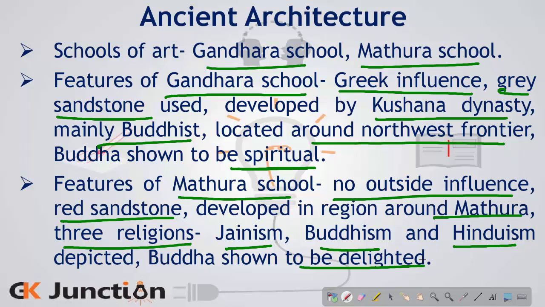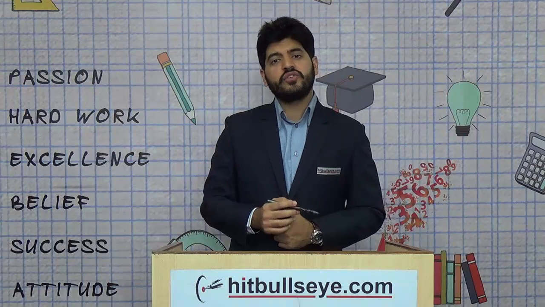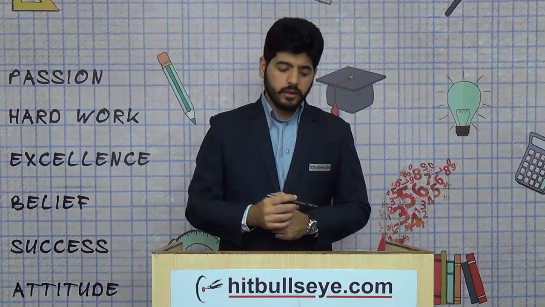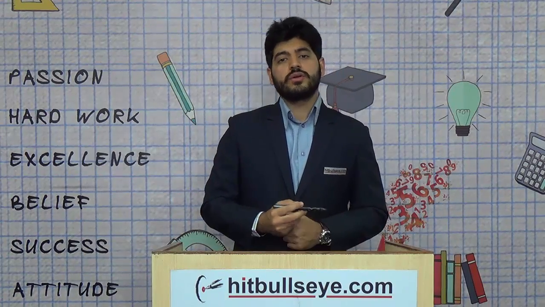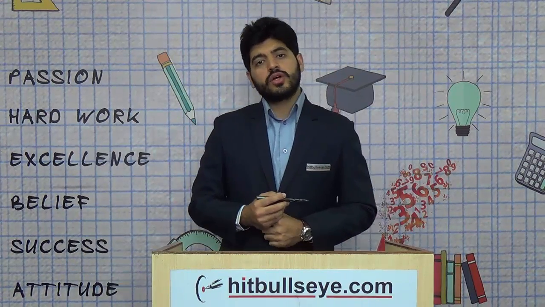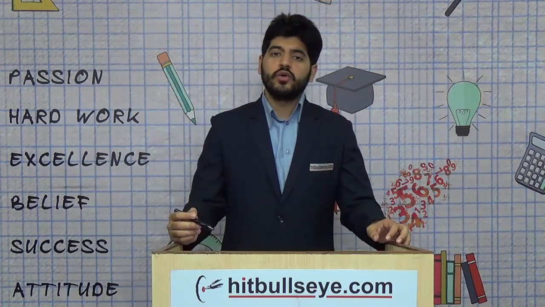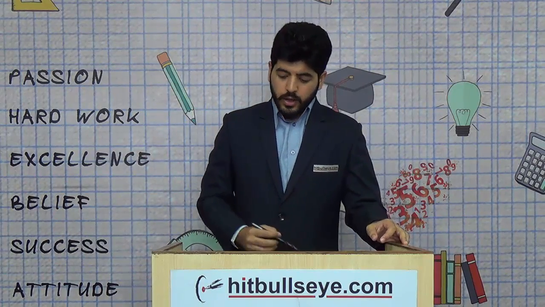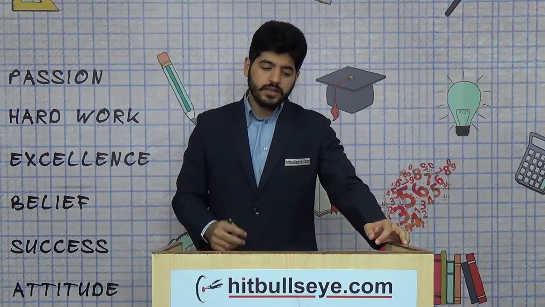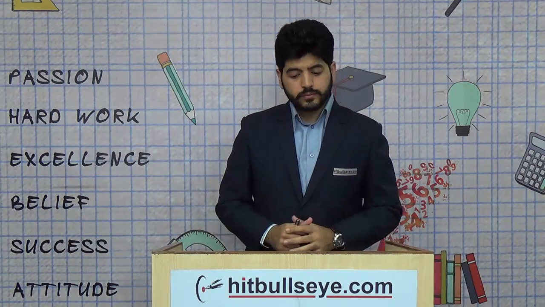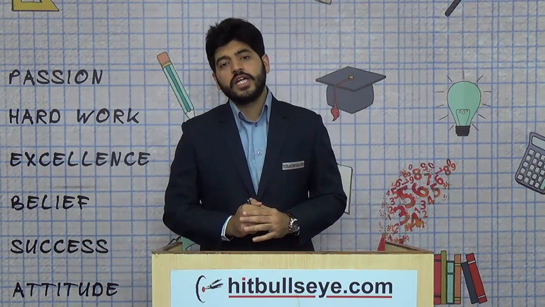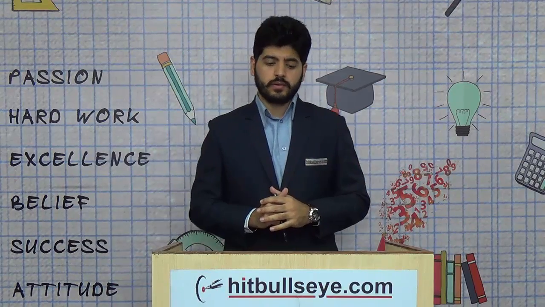We also have another school of architecture called the Amaravati school, but that is very much similar to the Mathura school that we already discussed. The only difference being that in the place of red sandstone that was used in the Mathura school, the Amaravati school made use of white sandstone. Other features remaining the same. So this was mainly about the ancient architecture that we had to discuss.